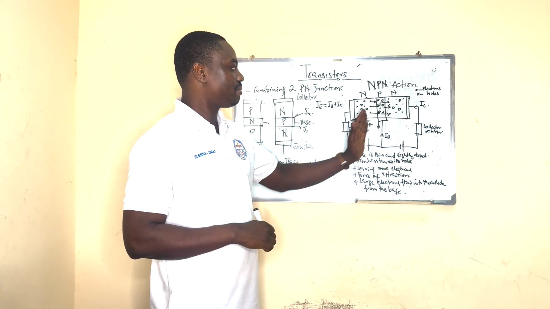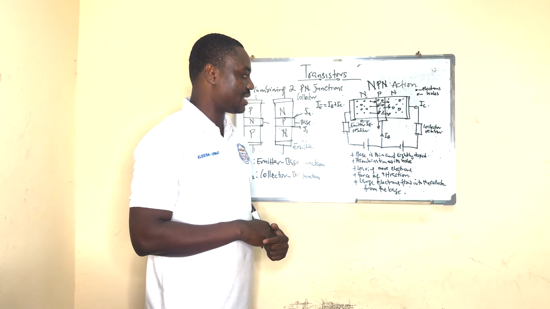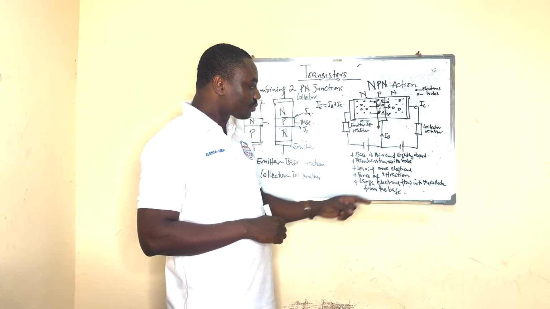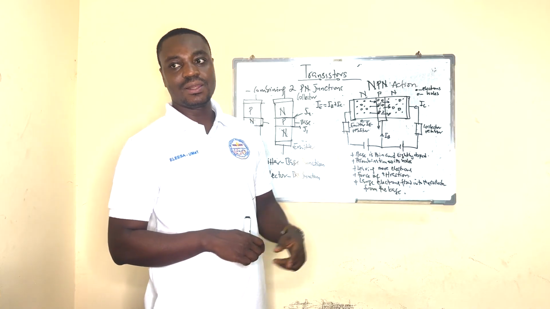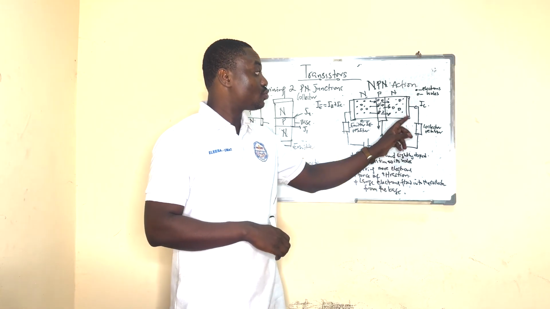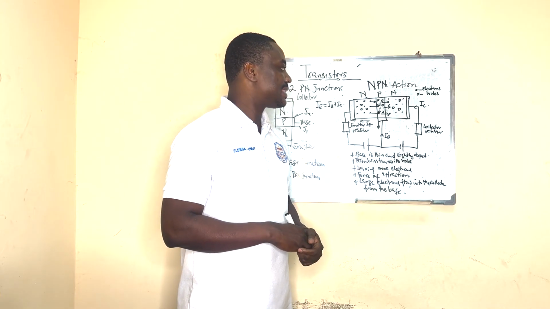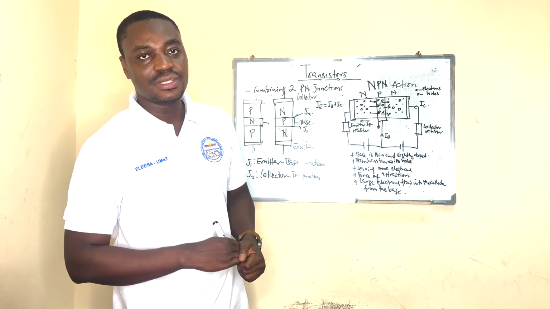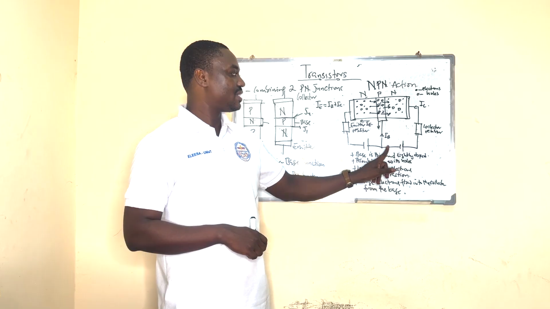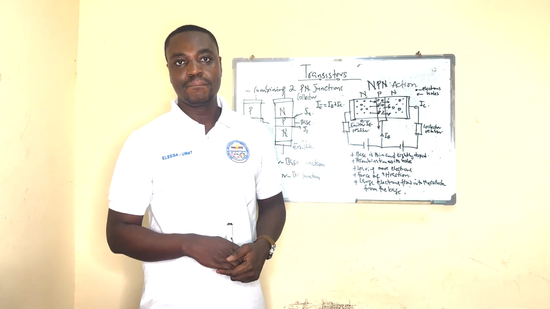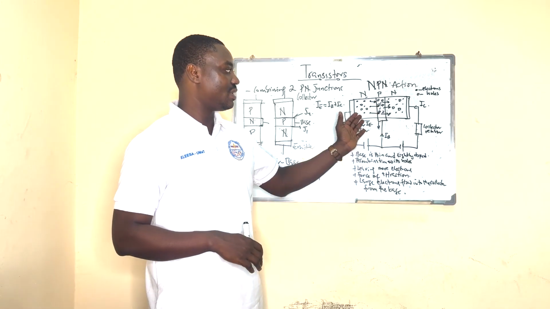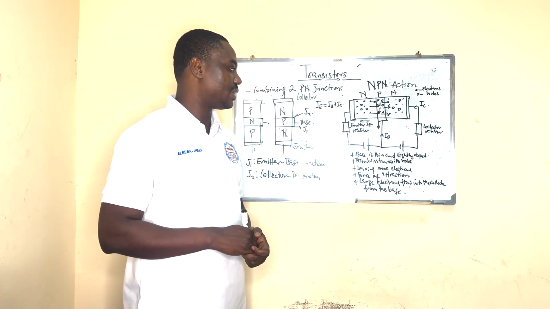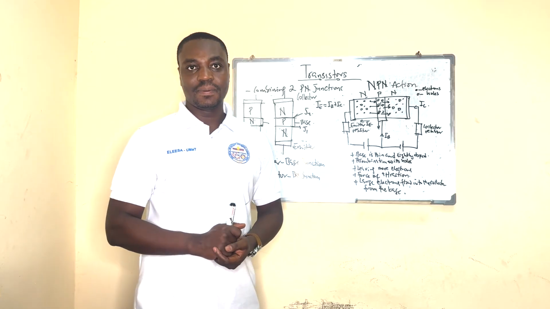So that part of the junction is reverse biased, which means we connect the positive terminal of a voltage source to the collector region where we have majority electrons, and then the negative terminal to the P region, or the base region, where we have majority holes. So that's the first step.